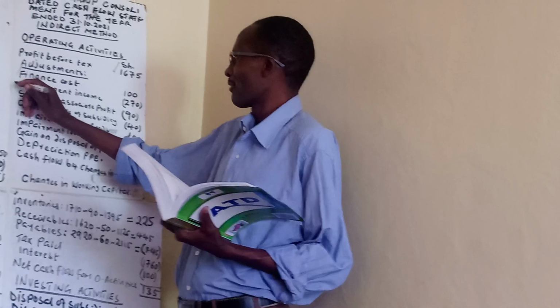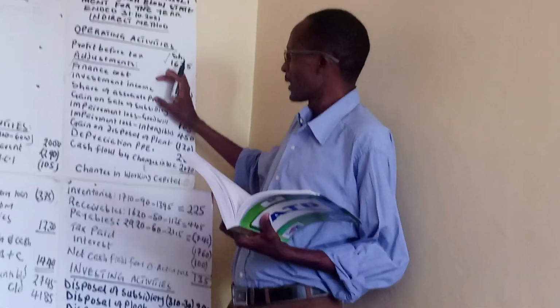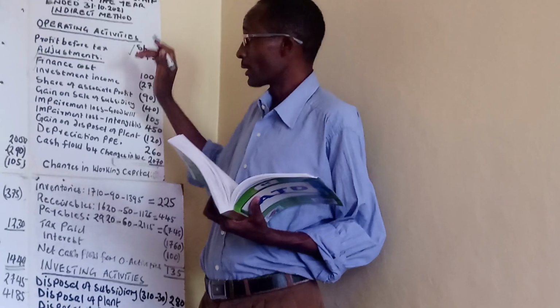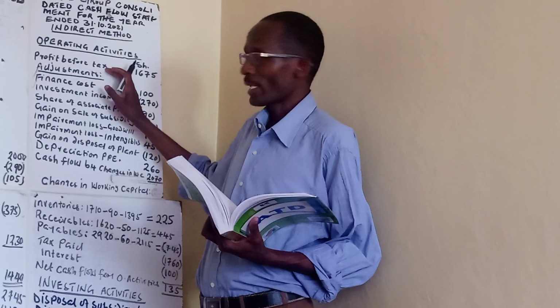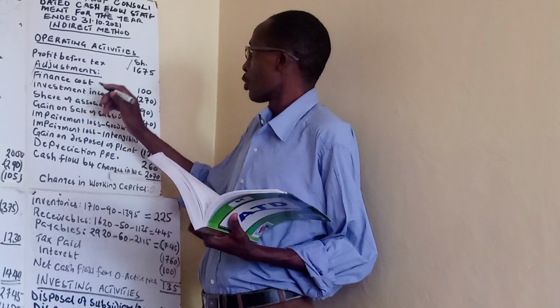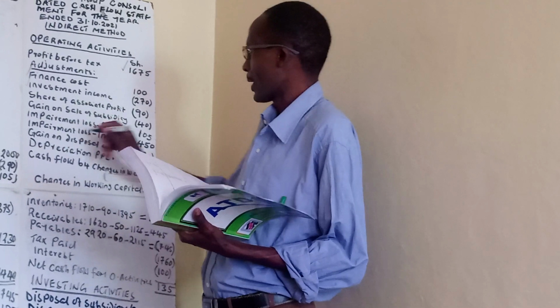Then we have another figure here, investment income. Investment income was entered here, but it is not an operating activity. This is an investing activity. So we have deducted that figure because it was entered there.